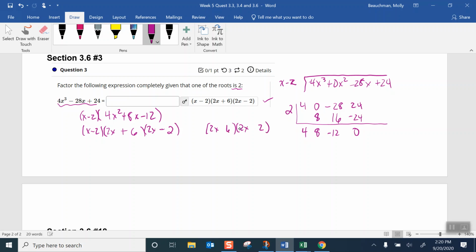Probably a 6 and a 2. 2 times 2 is 4x. 2 times 6 is 12x. And you would try to make sure somehow you ended up with an 8 in the middle. So the only way you get an 8 is if this is positive and this is negative. So that's what tells you the signs. So we've got our expression factored completely, knowing that one of the roots is 2.